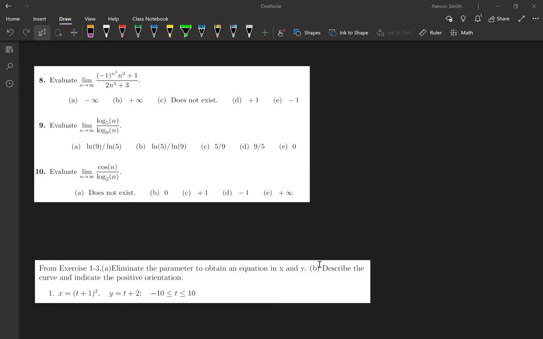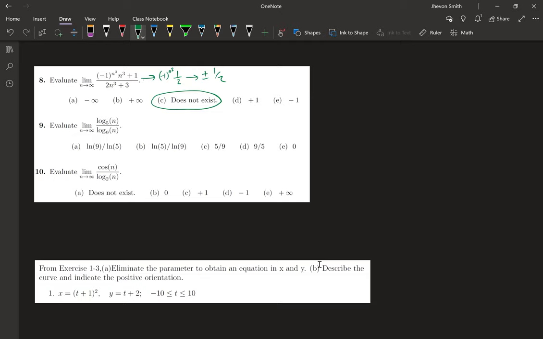And again, ratio of leading coefficients is how you think about this. Without the minus one to the n cubed, this would actually approach a half. And then you have a minus one to the n cubed, which means it's alternating sign. It's shifting between plus or minus a half. Does not exist. Okay. What about 9?